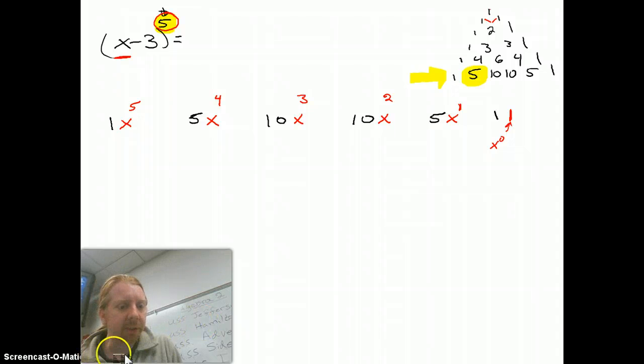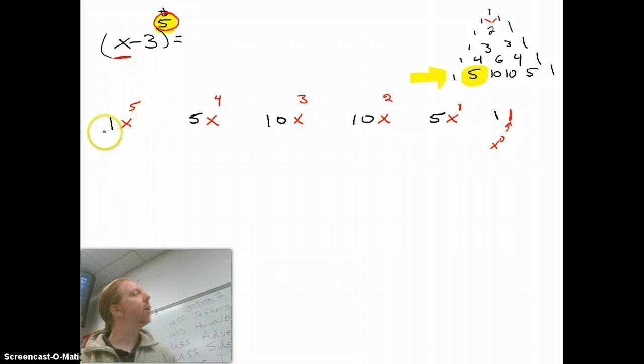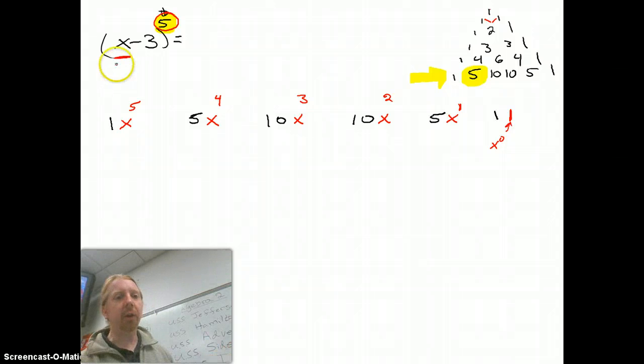So what I'm doing for this, I'll go back a bit. I want my pen, not my highlighter. These numbers in black are the coefficients that come off Pascal's triangle. The x's in red are the first term, x, going down by my exponents: 5, 4, 3, 2, 1, nothing.